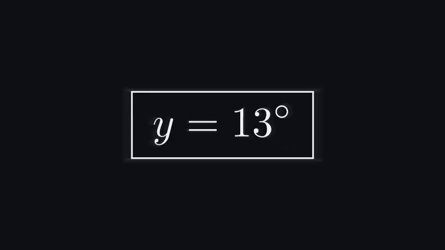Correct to the nearest degree, 13.3 degrees becomes 13 degrees. Therefore, the value of y is 13 degrees to the nearest degree.